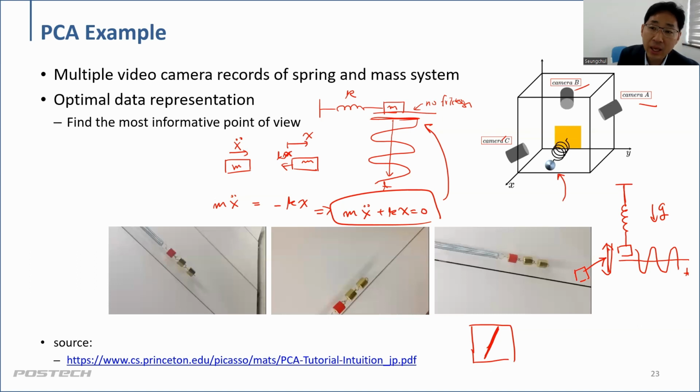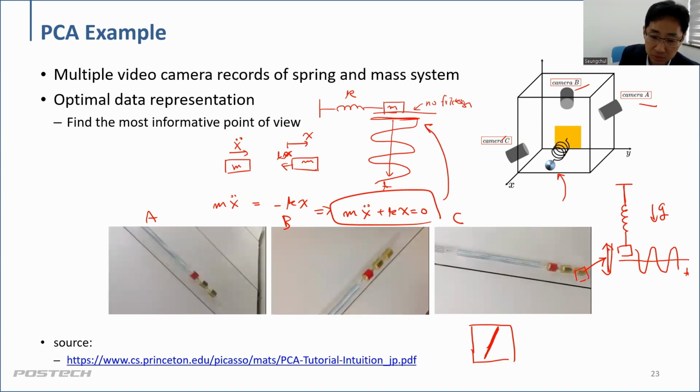So I asked the TAs to conduct the experiment for you, and this is what we got. I don't know which camera is A, B, or C. Say suppose this is A, B, and C, and intentionally we don't align them. And this is the measurement from the cameras.